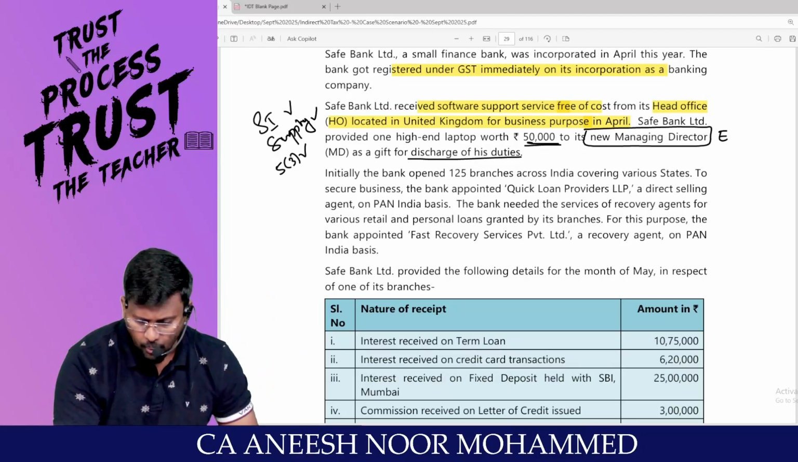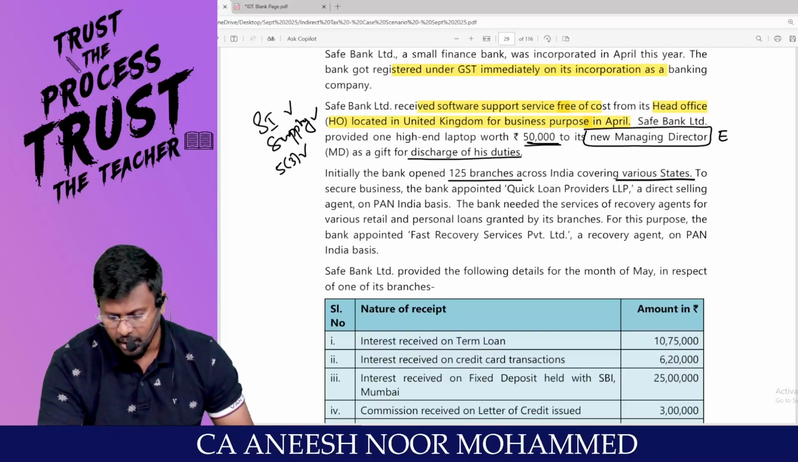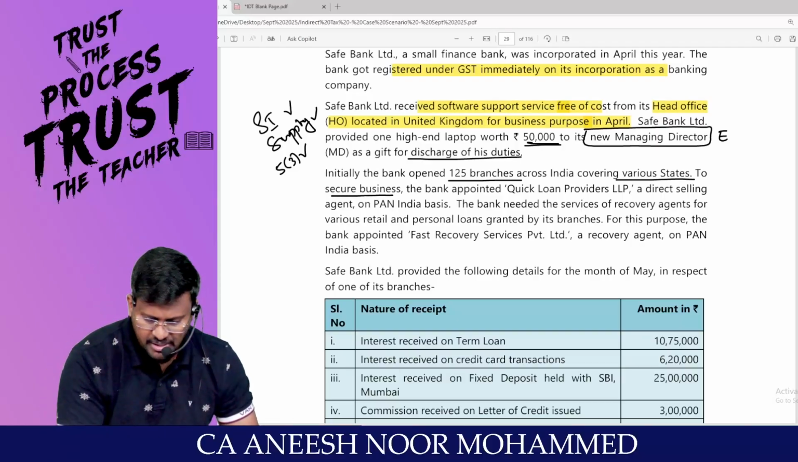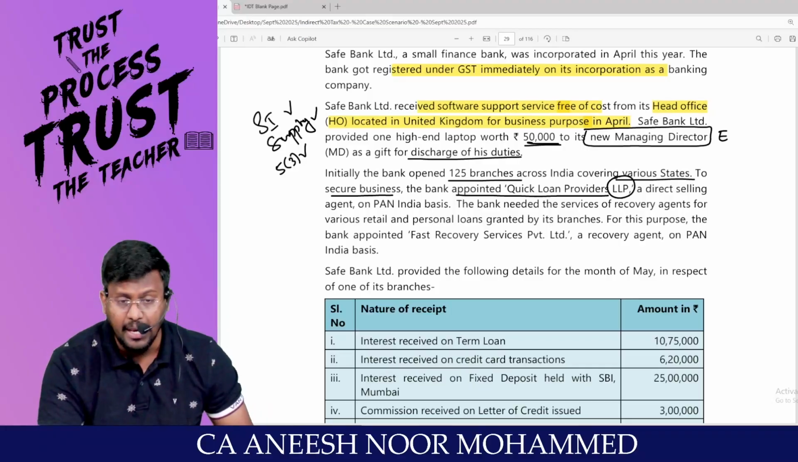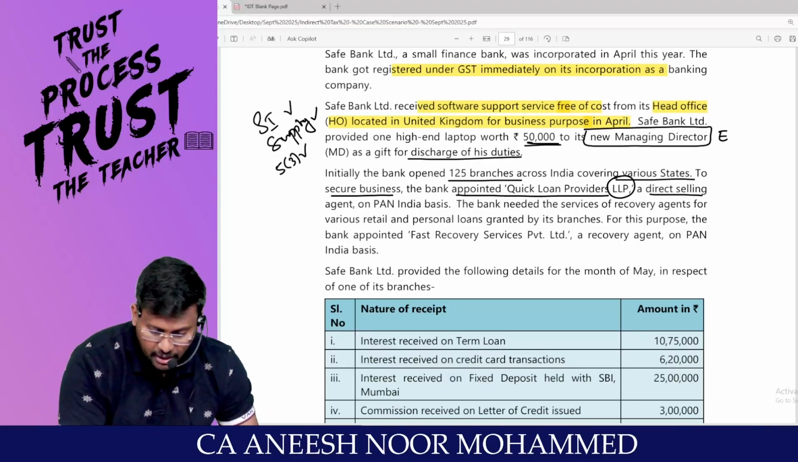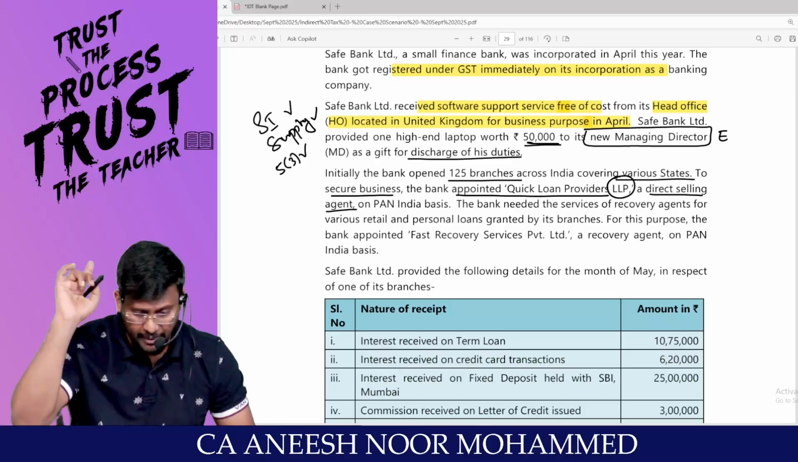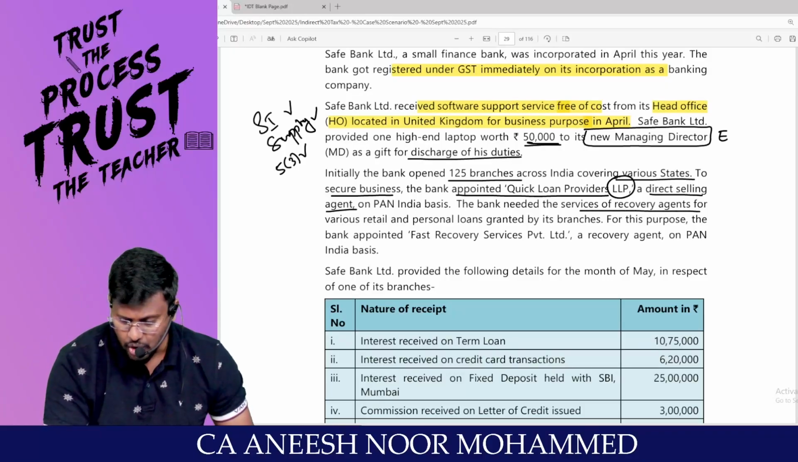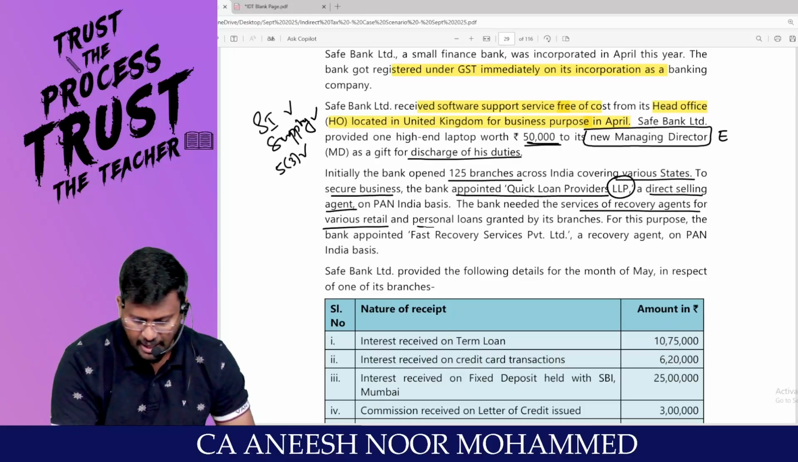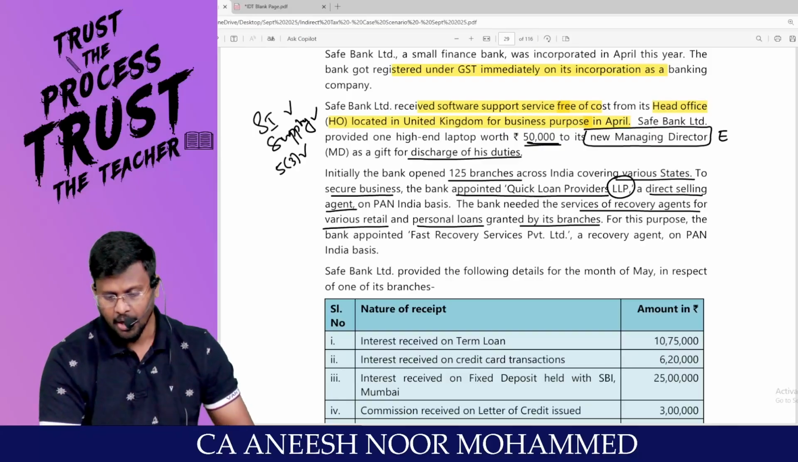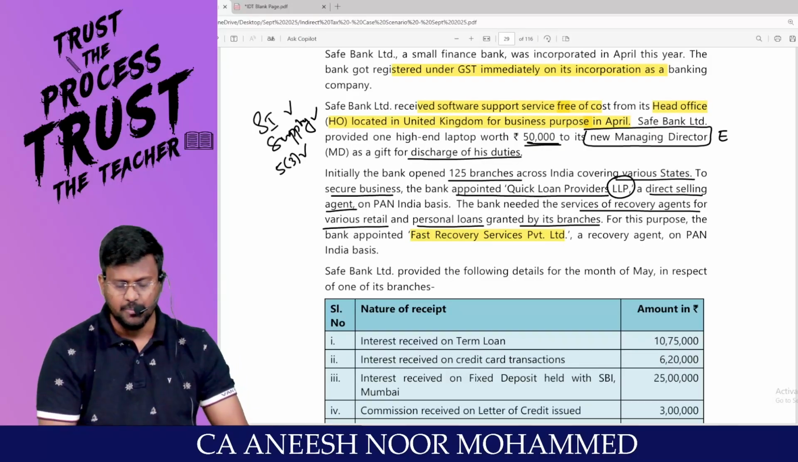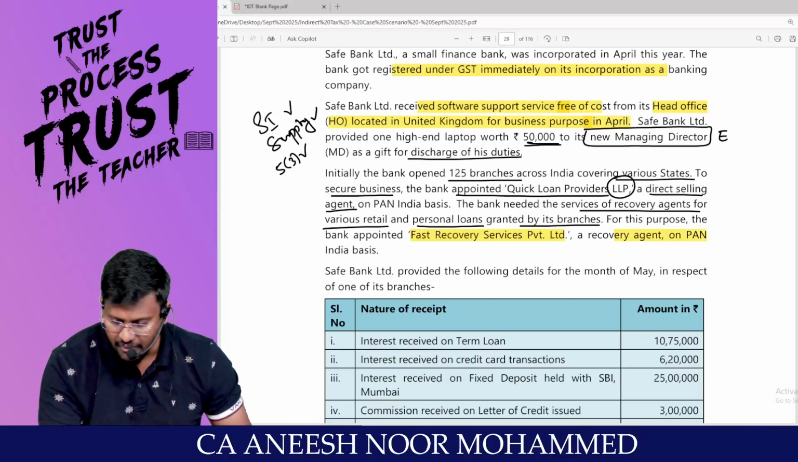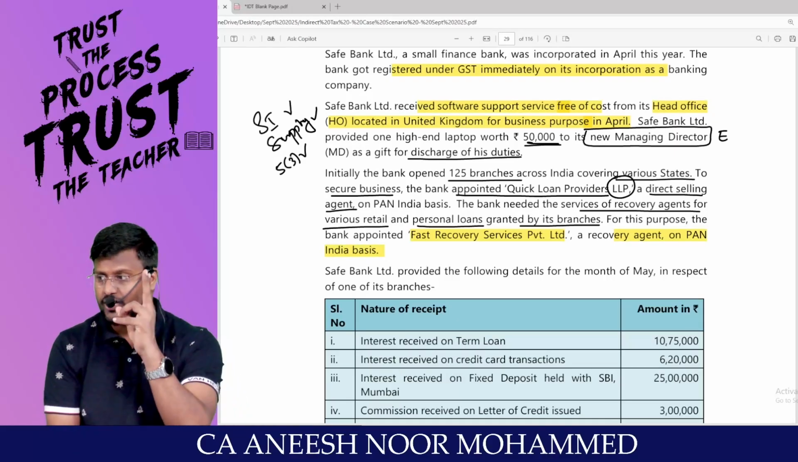Initially, the bank opened 125 branches across India, covering various states. To secure business, the bank appointed Quick Loan Providers LLP, a direct selling agent. On a pan-India basis, the bank needed the service of a recovery agent for various retail and personal loans granted by branches. For this purpose, the bank appointed Fast Recovery Services Private Limited, a recovery agent on a pan-India basis. So, two agents they appointed.